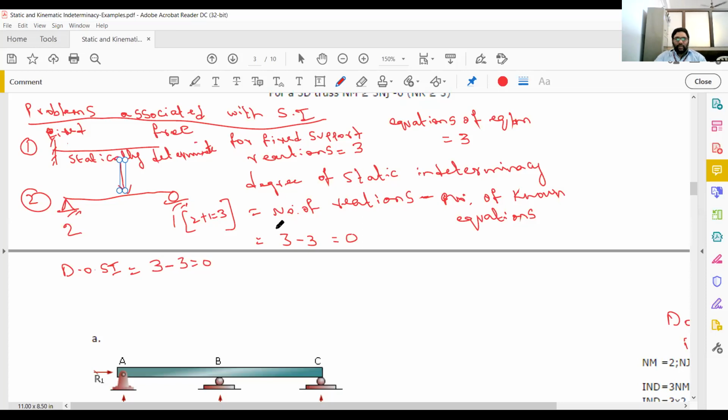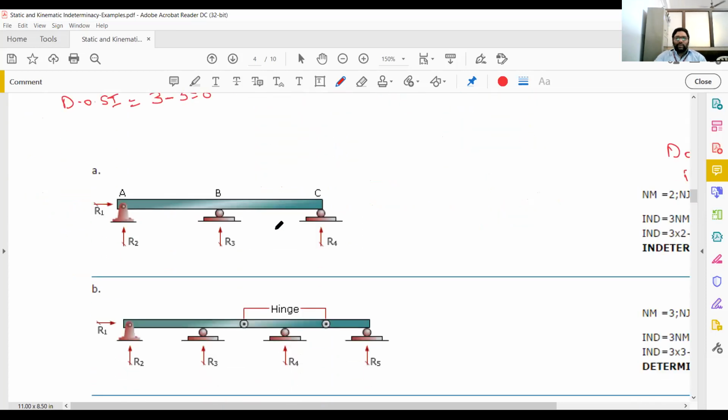Okay. Now, I'll go to another problem. So statically determinate structures are the simply supported beam and cantilever.